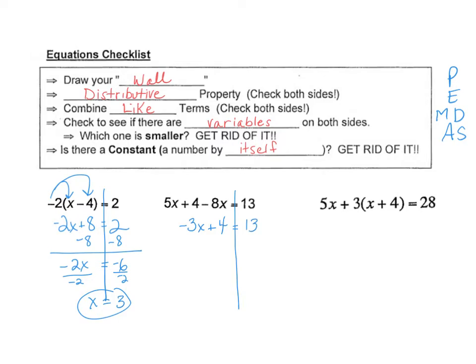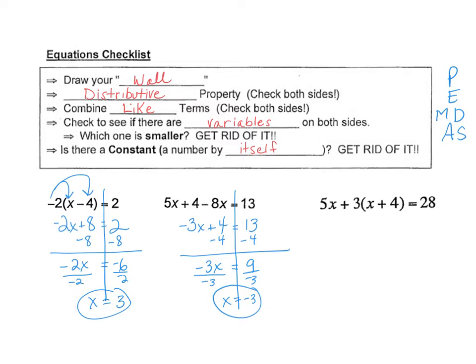Again, the next thing in my checklist to look for is, are there variables on both sides? There are not. So the last is the constant. Is there a constant to get rid of? And yes, there is. I'm going to get rid of that +4 by subtracting 4 from both sides. That leaves me with -3x on the left, and it leaves me with a 9 on the right. Last step is to isolate that variable by dividing both sides by -3. So x equals -3. And I promise if we did substitute that -3 back into our original equation, we would see that both sides are equal and our equation is true.